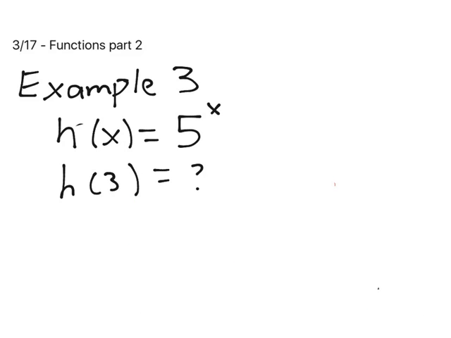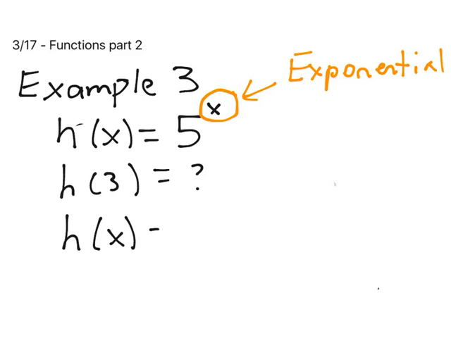Last example. We see that the x is right here in the exponent. In the last example, the exponent was 2, so it's quadratic. For this one, it's exponential. We will learn more about exponential functions. To evaluate this one, again, we write the function.